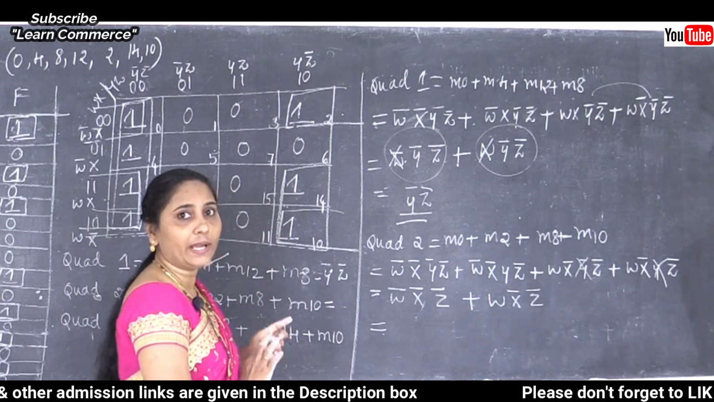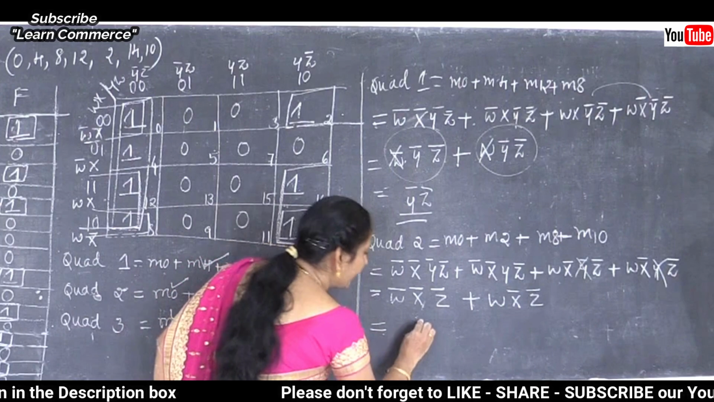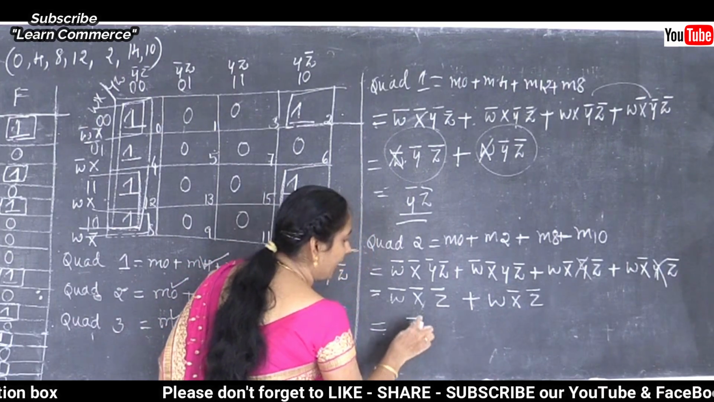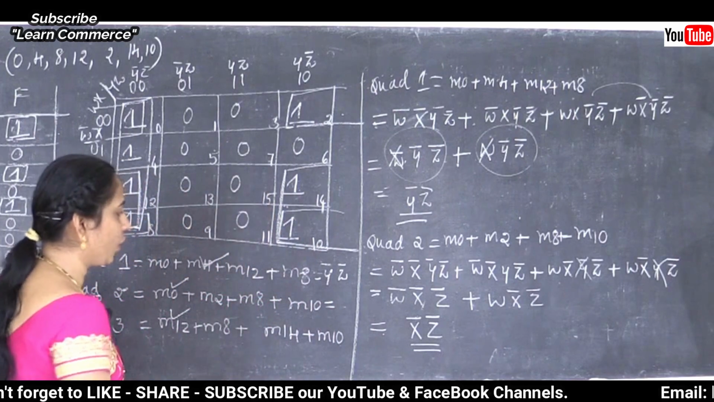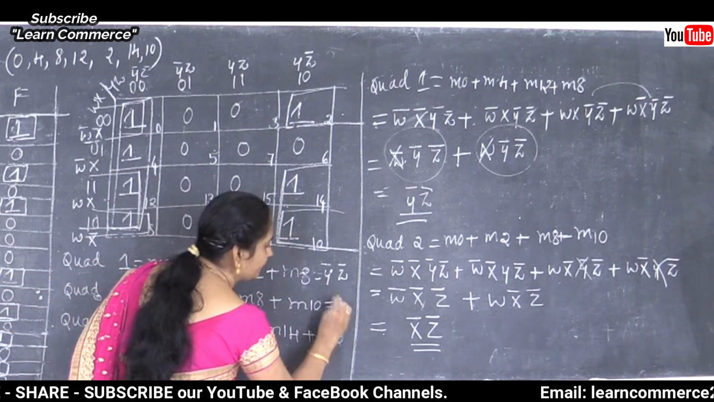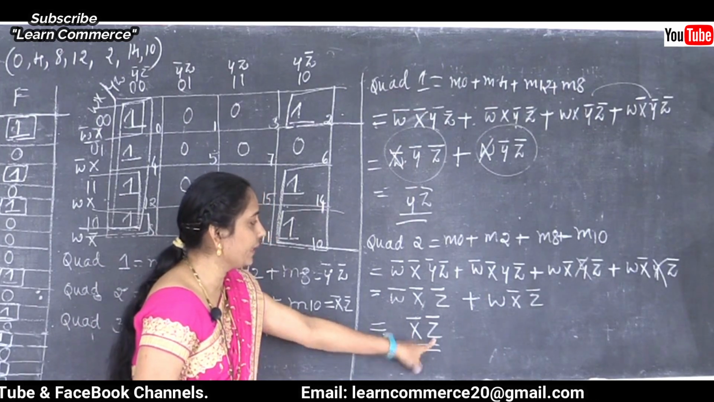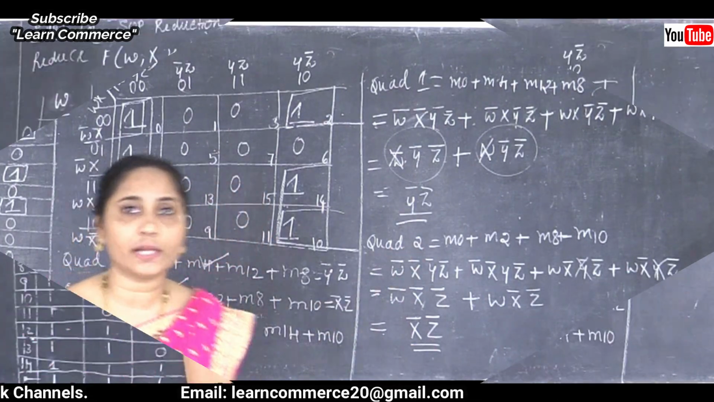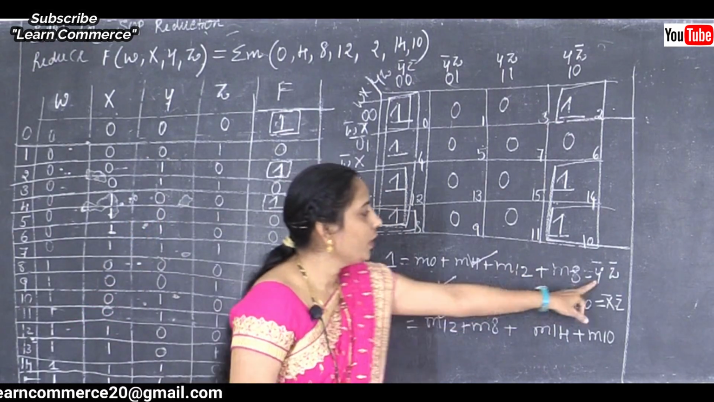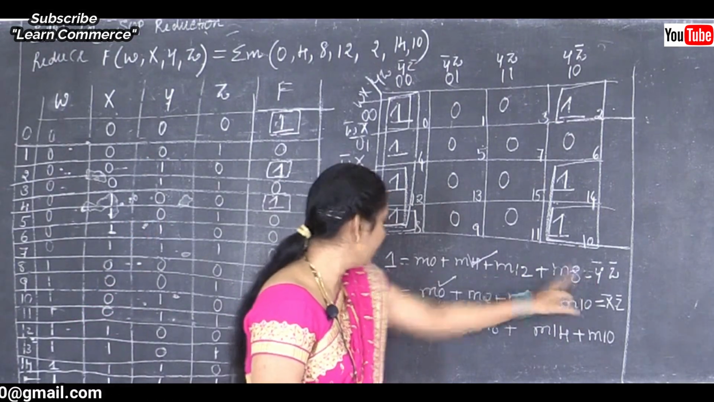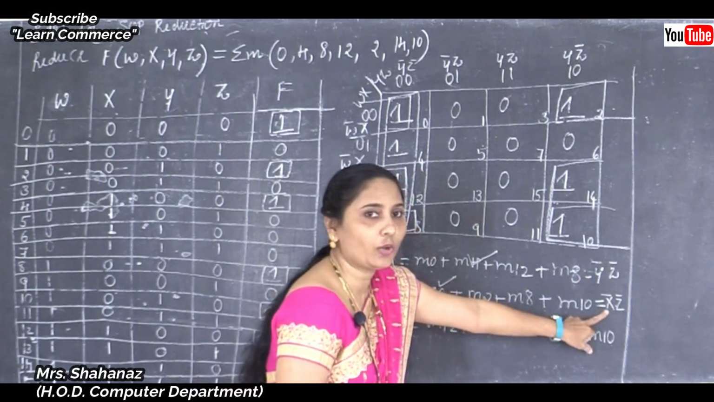Correct here? We know that a quad removes two variables only. So the result is complement X, complement Z. Clear this point here? The result is complement X and complement Z. So this is our quad 2 result. Now we know that the quad 1 reduction expression value is complement Y, complement Z. The quad 2 reduction expression value is complement X and complement Z.